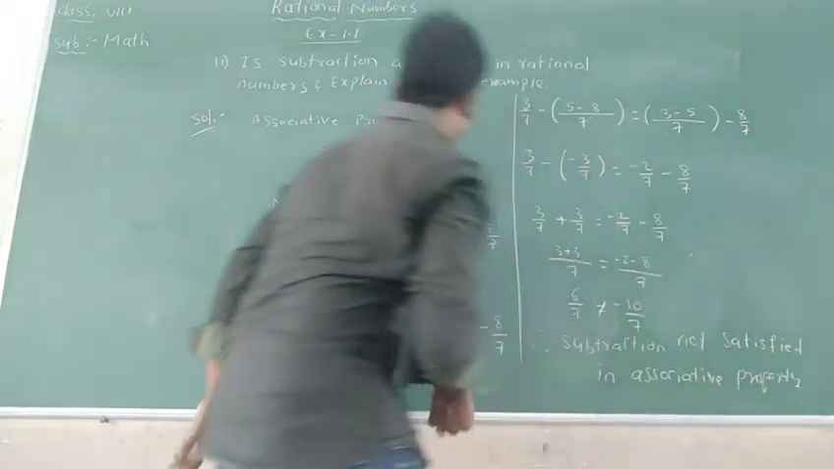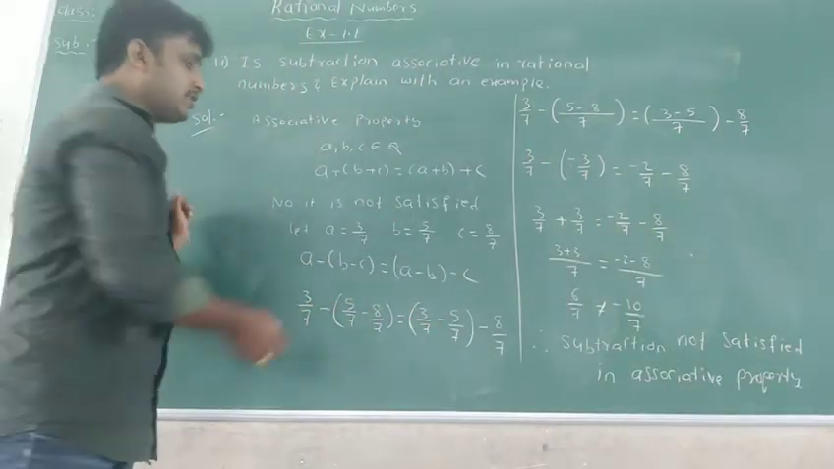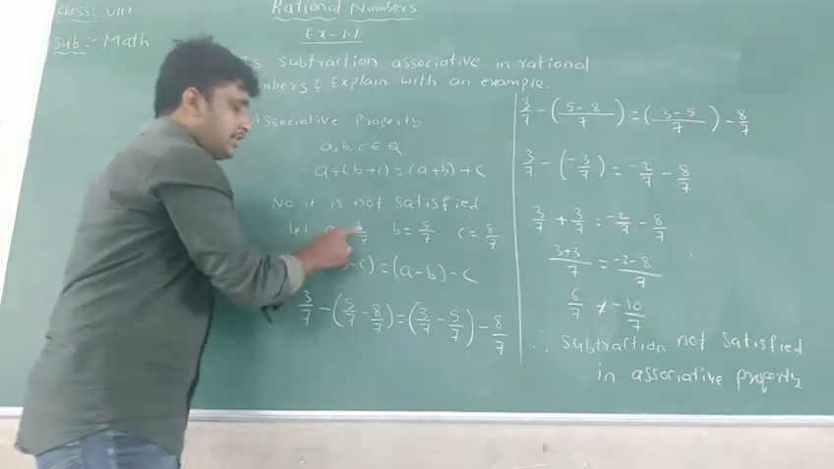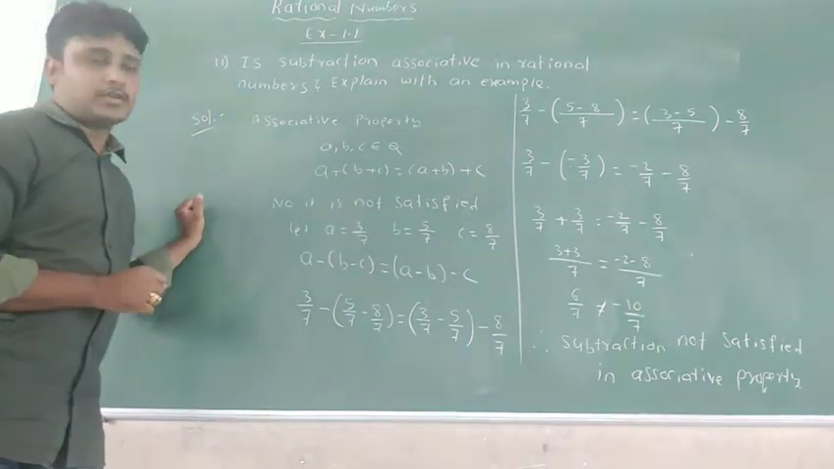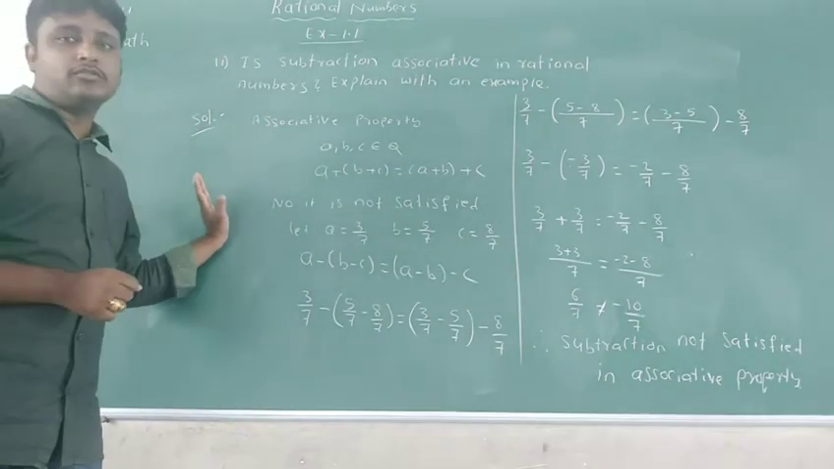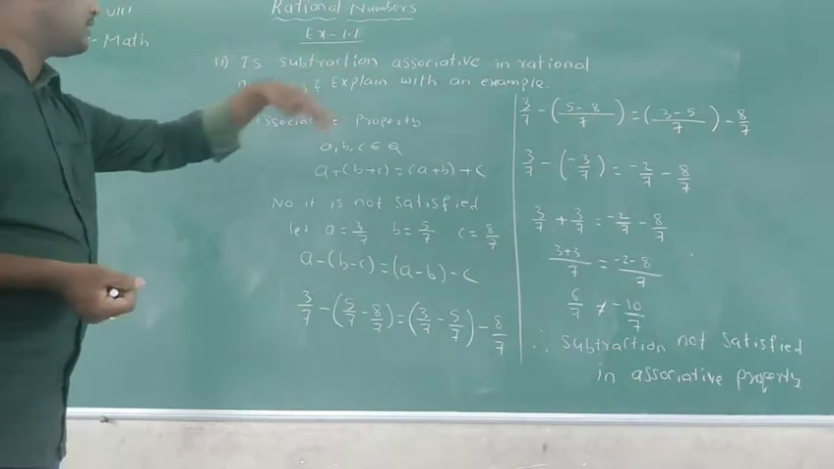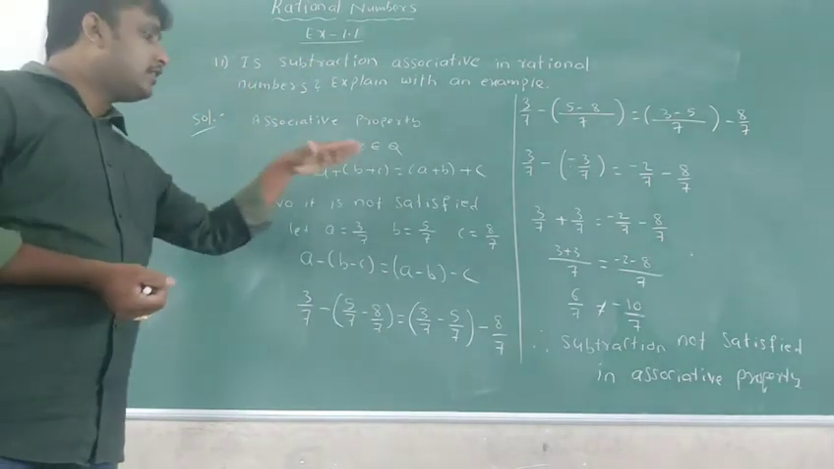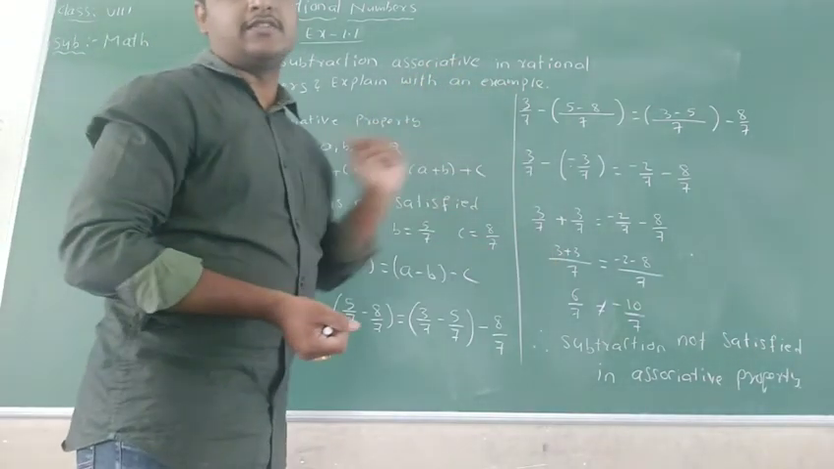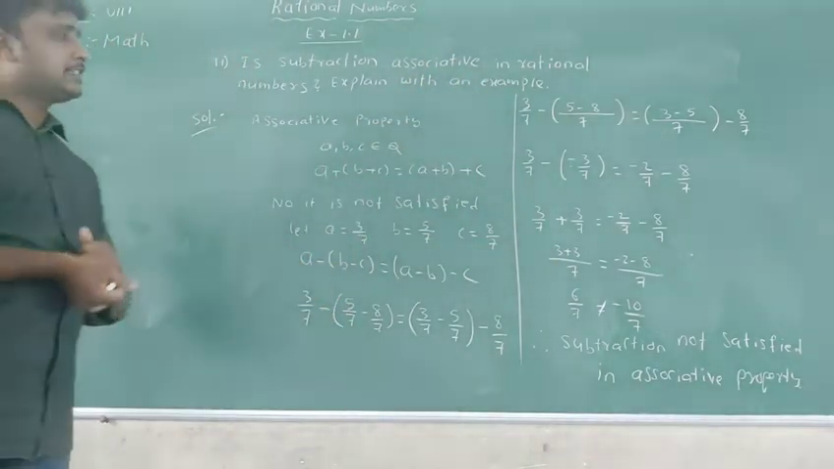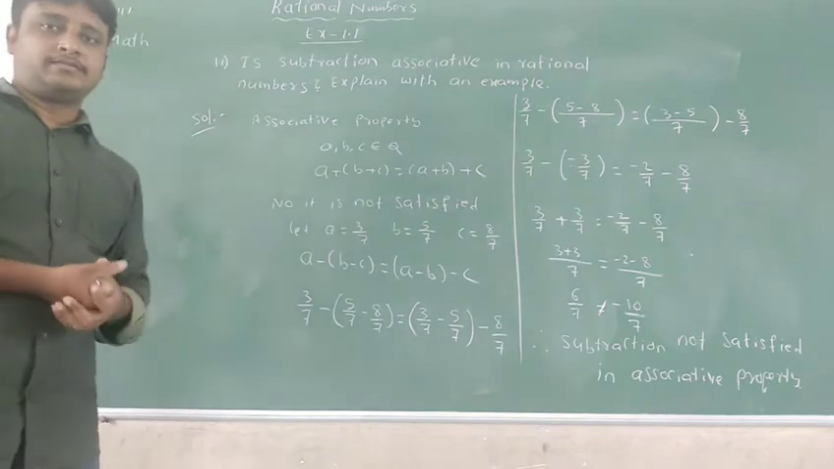Here in the examples you can take any numbers. For our simplification process, I have used the same denominators. So this is the way you have to prove it. Is subtraction associative in rational numbers? No, it is not satisfied. You have to verify in this way. So this is exercise 1.1.